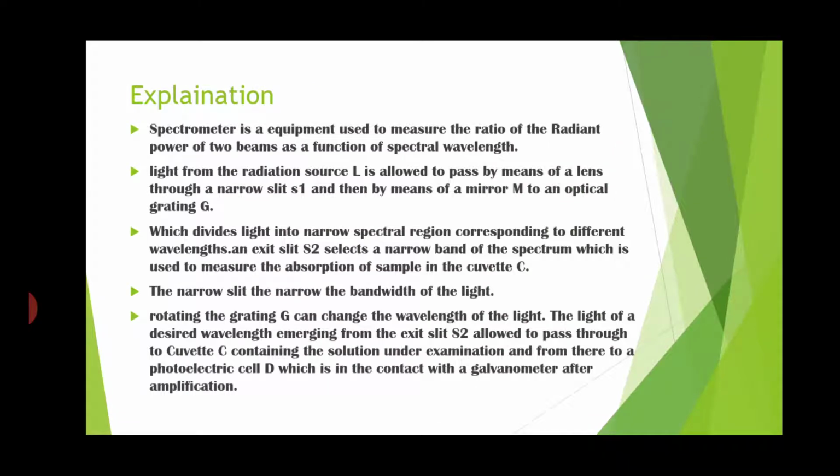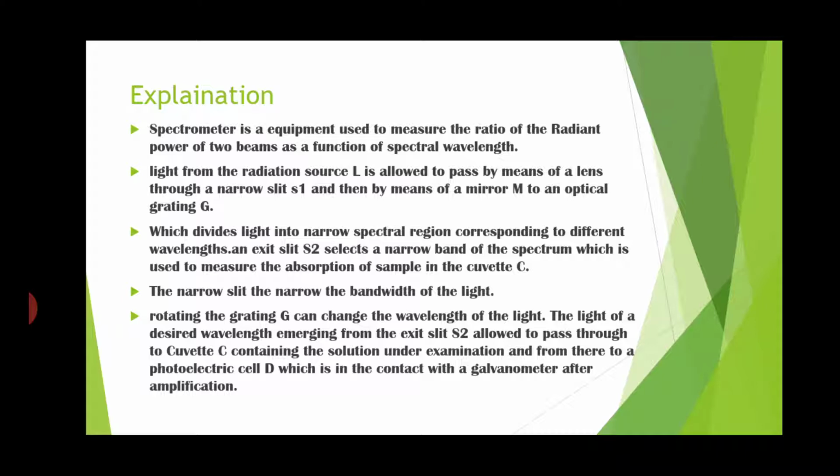A spectrometer is an equipment used to measure the ratio of the radiant power of two beams as a function of spectral wavelength. Light from the radiation source L is allowed to pass by means of a lens through a narrow slit S1, and then by means of mirror M to an optical grating G, which divides light into narrow spectral regions corresponding to different wavelengths.